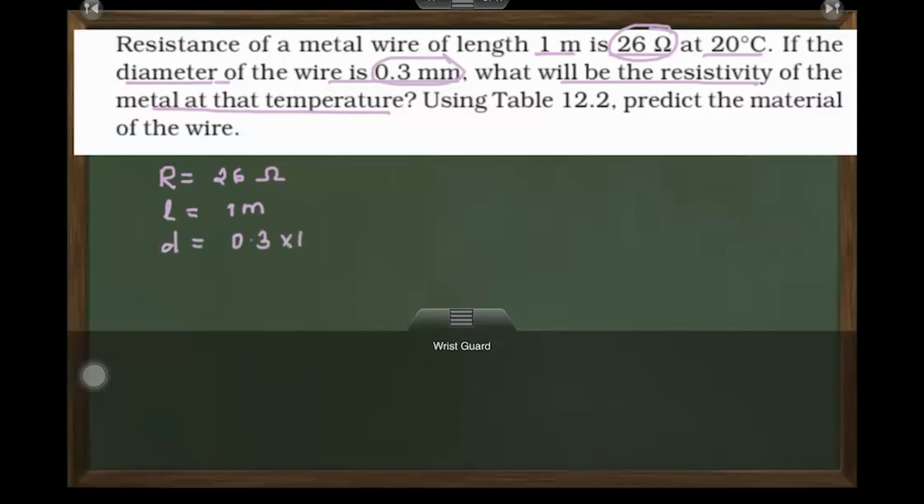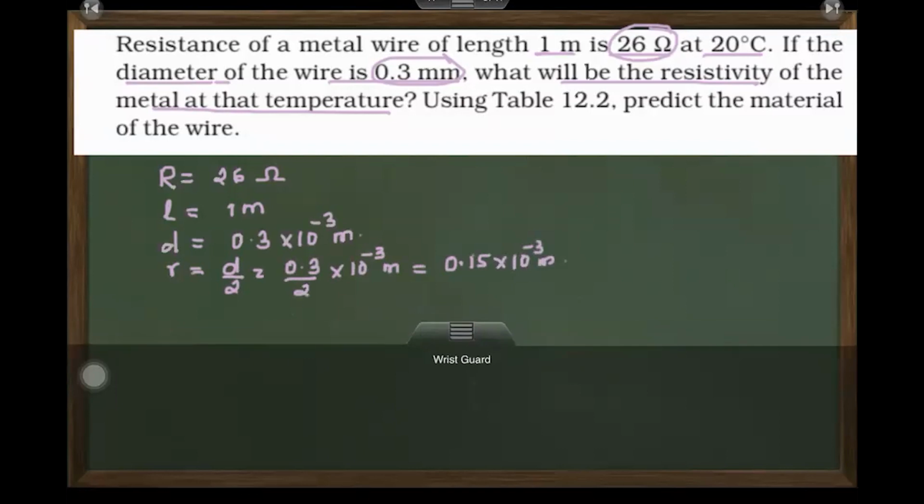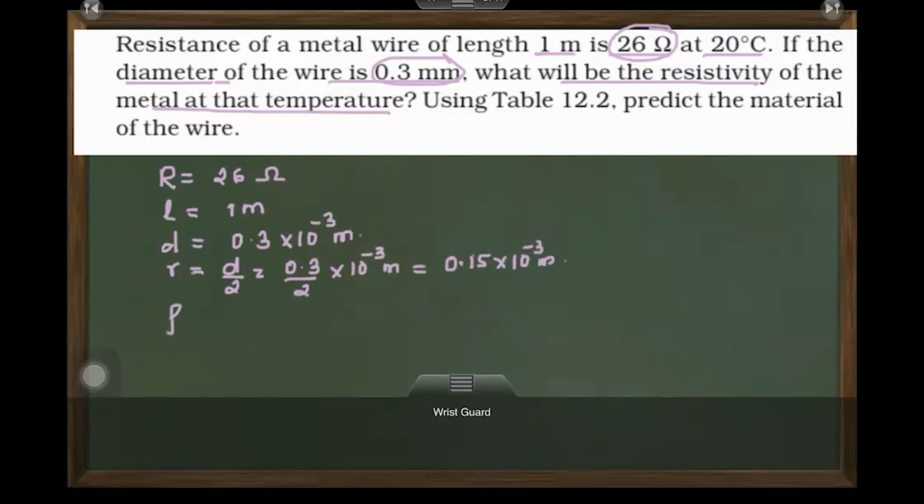And milli means 10 raised to power minus 3 meter. So what will be the radius here? Radius will be half of the diameter, that is 0.3 divided by 2 into 10 raised to power minus 3 meter, that is 0.15 into 10 raised to power minus 3 meter. Okay. Now we have to find the resistivity. So these are given.